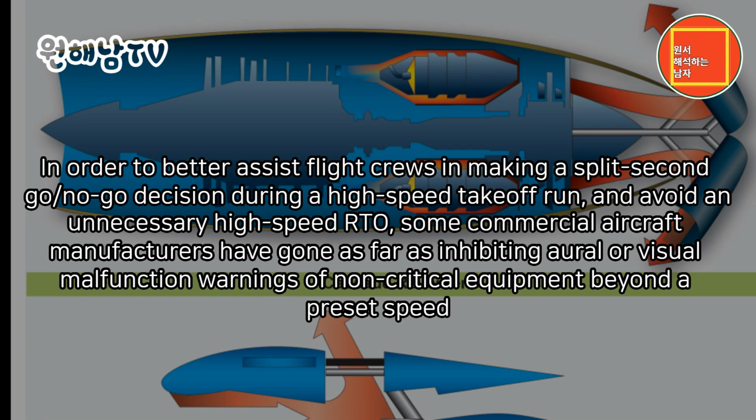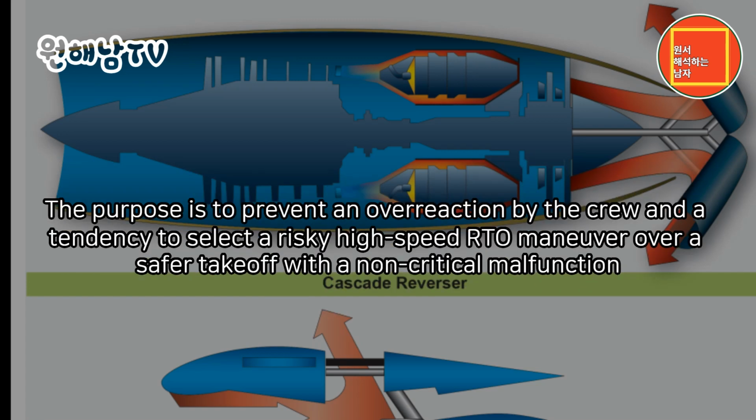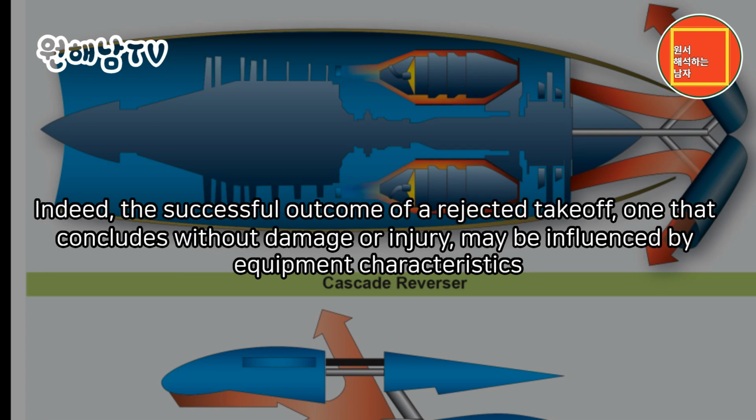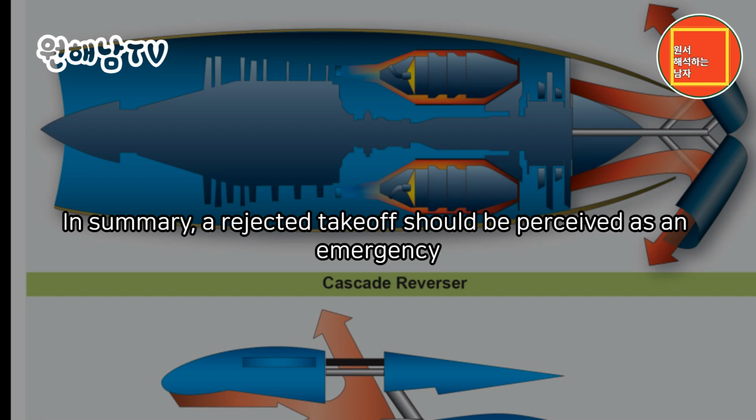some commercial aircraft manufacturers have gone as far as inhibiting aural or visual malfunction warnings of non-critical equipment beyond a preset speed. The purpose is to prevent an overreaction by the crew, and a tendency to select a risky high-speed RTO maneuver over a safer takeoff with a non-critical malfunction. Indeed, the successful outcome of a rejected takeoff, one that concludes without damage or injury, may be influenced by equipment characteristics. In summary, a rejected takeoff should be perceived as an emergency.